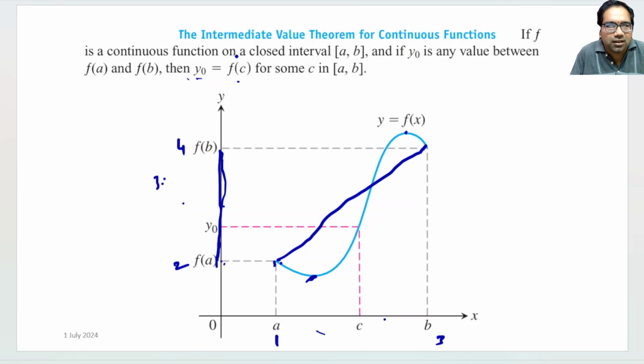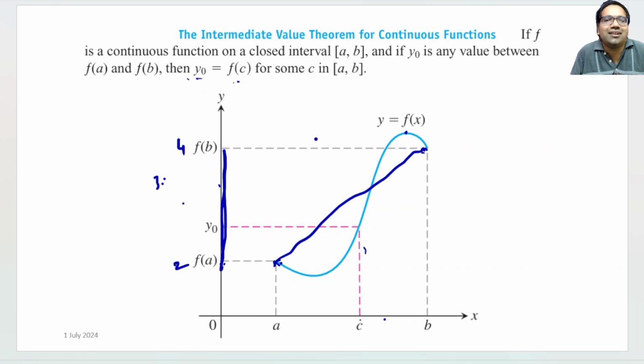There is a value y0 equal to f(c), right? If y0 is any value between f(a) and f(b), whatever value that you pick between f(a) and f(b), there will always be some c that will give us this value. f(c) will be this y0. There will always be some c which is between this and this. This is very intuitive, right? If this is continuous, this point and this point you are connecting with a continuous line, obviously that line or that curve has to go through this entire range, through all these points. That's what we are trying to say.